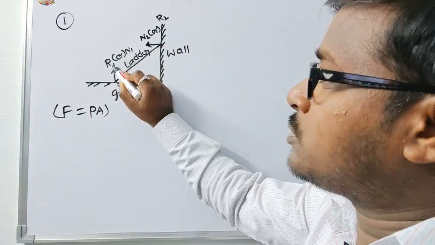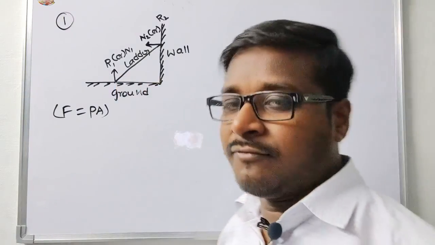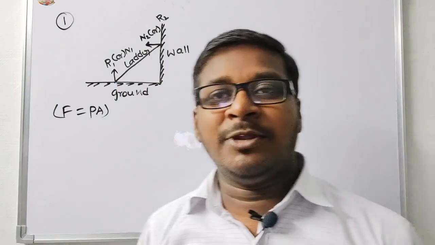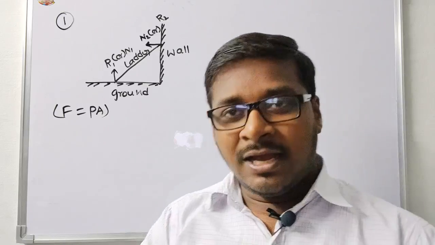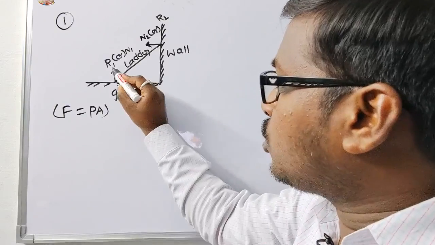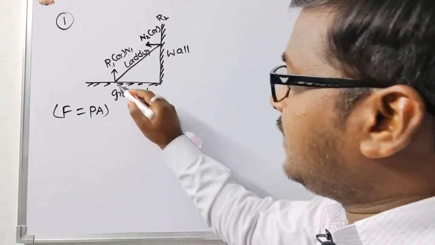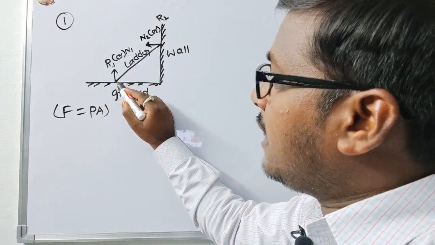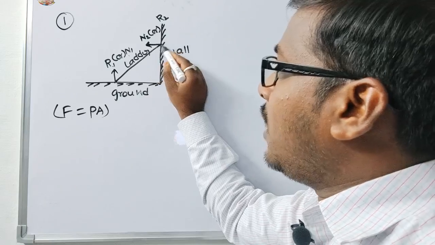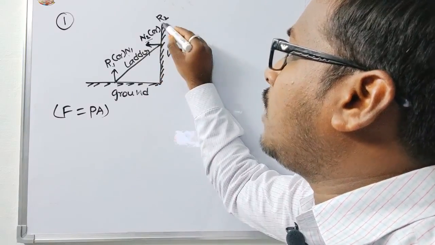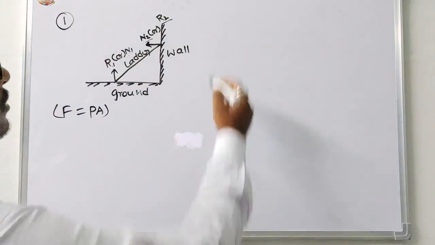Any letter can be taken, no problem, R1 or N1. Some students are confused because the SI unit of force is also Newton, N, and the normal reaction is also N. That is why I am writing two characters, R1 and N1. The normal reaction on the ladder from the ground is R1 or N1. The next one, the wall, is N2 or R2.